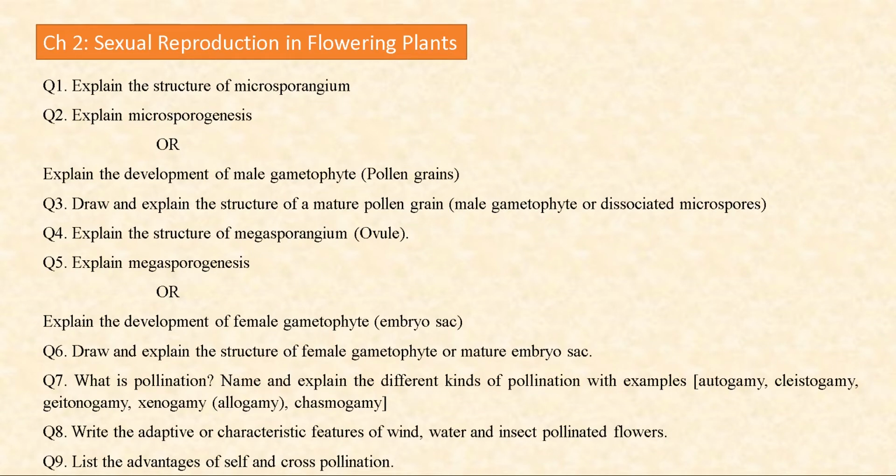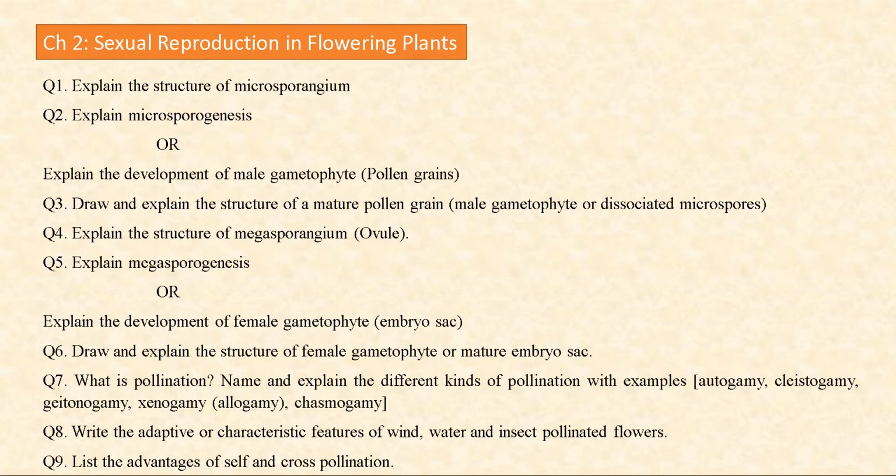Then come to chapter 2, sexual reproduction in flowering plants. The name of this chapter is sexual reproduction in flowering plants. Here the important topics are the explanation of the structure of microsporangium, then the explanation of microsporogenesis, or explain the development of male gametophyte, that means the pollen grains. Then draw and explain the structure of a mature pollen grain, that means the male gametophyte or dissociated microspores.